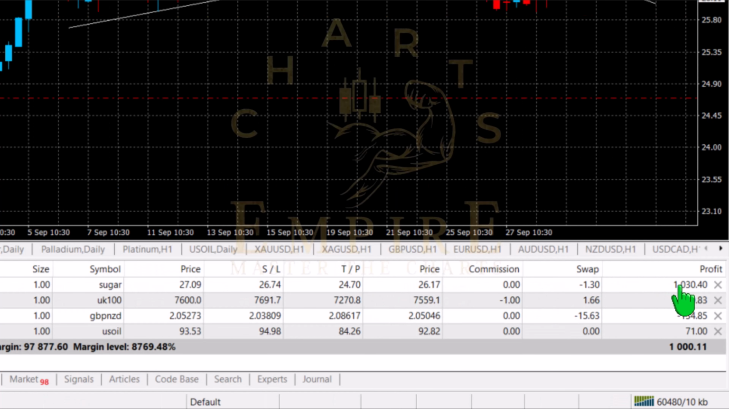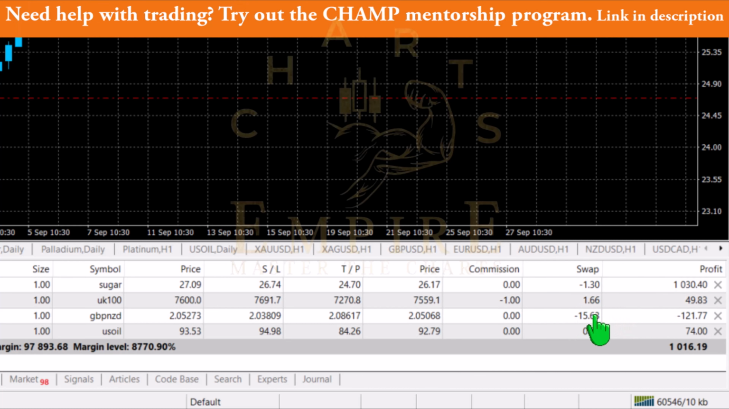As you can see on this open position here, I have negative swaps and positive swaps. Is swap good or bad in trading? Well, it can positively or negatively affect profits depending on the swap rate and position you take on the trade. This means traders will either have to pay a fee or will be paid a fee for holding the position overnight. As you can see on this account right here, I have minus $1.30 on the trade on sugar, and I have plus 1.66 on UK 100, and I have minus $15.63 on the trade on British pound sterling paired against the New Zealand dollar.